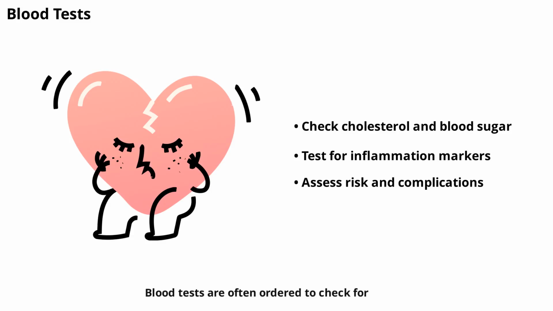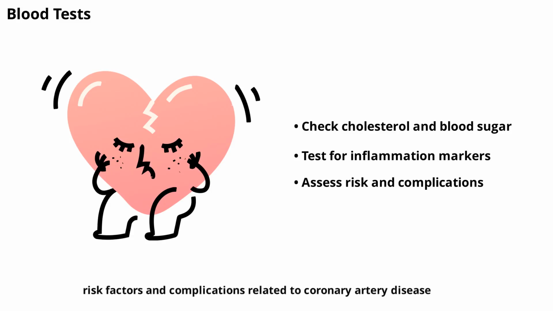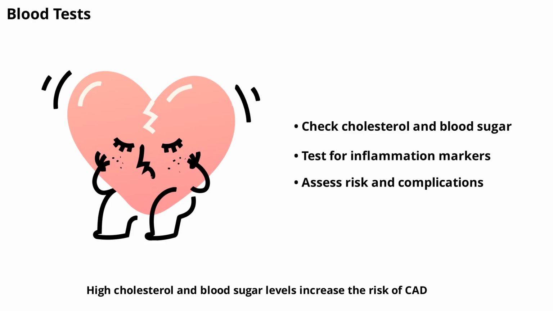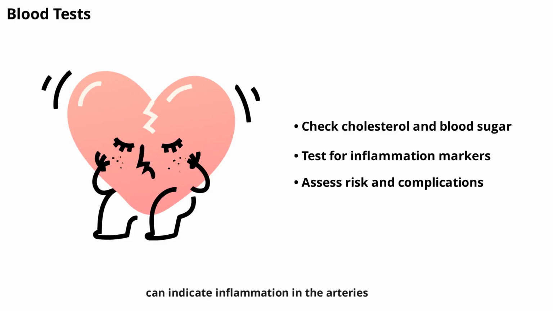Blood tests are often ordered to check for risk factors and complications related to coronary artery disease. These tests can measure cholesterol levels, blood sugar, and markers of inflammation. High cholesterol and blood sugar levels increase the risk of CAD, while certain markers, like C-reactive protein, can indicate inflammation in the arteries. Blood tests provide valuable information for both diagnosis and ongoing management.